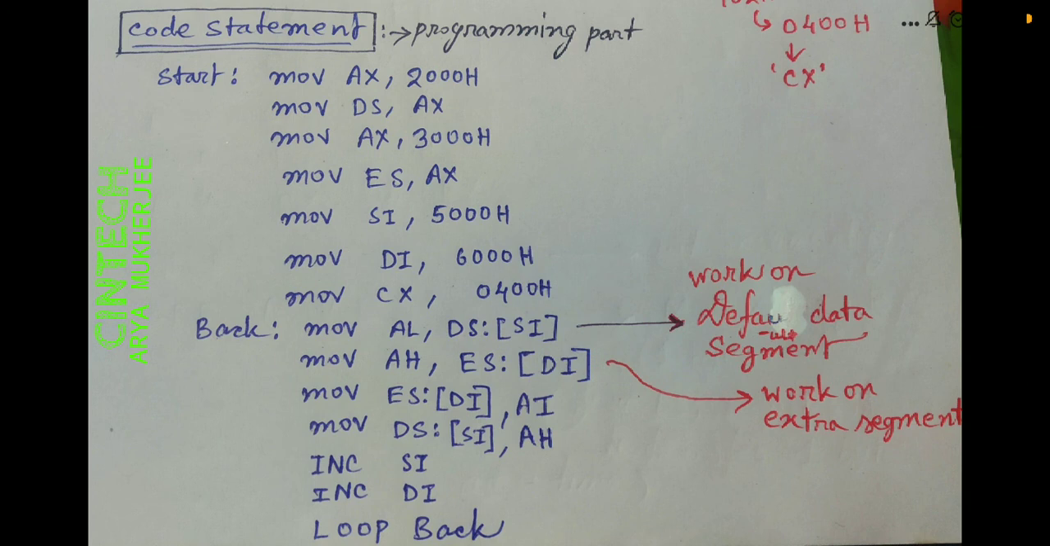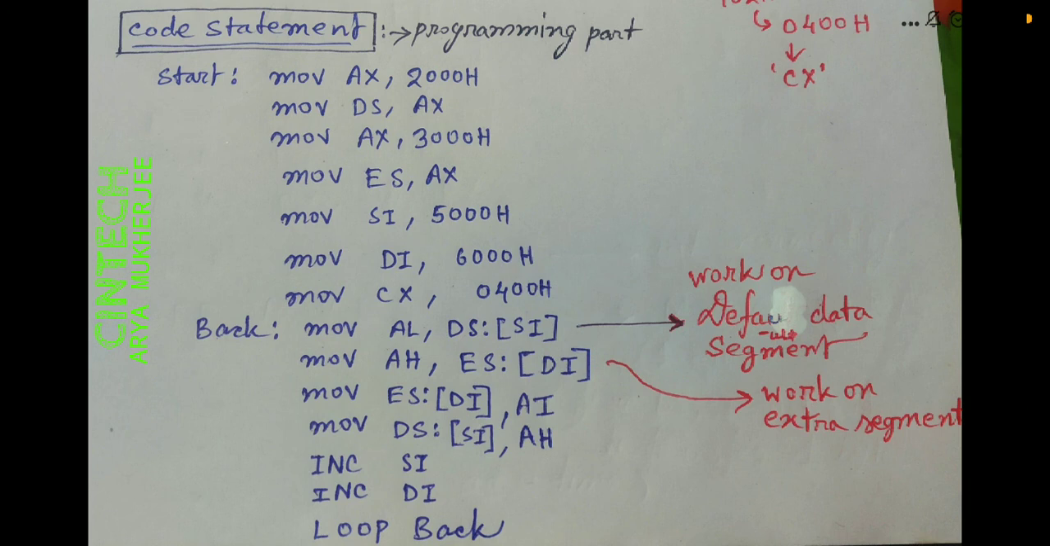Start. MOV AX, 2000 hex. MOV DS, AX, by which we initialize the DS with the content 2000 hex, which is the data segment. Then MOV AX, 3000 hex, MOV ES, AX, by which we fill the ES with the content 3000 hex. MOV SI, 5000 hex. MOV DI, 6000 hex. These are the SI and DI for the 25,000 and 36,000 segment parts.